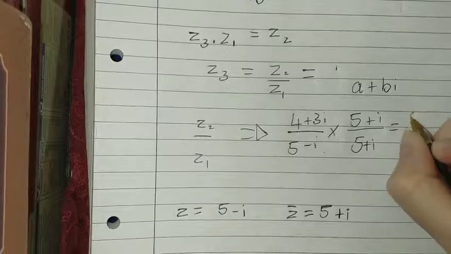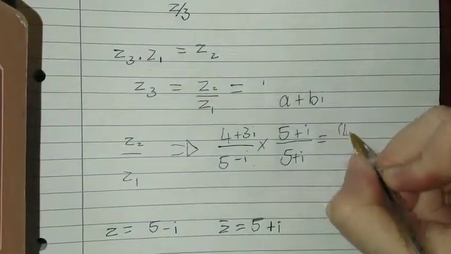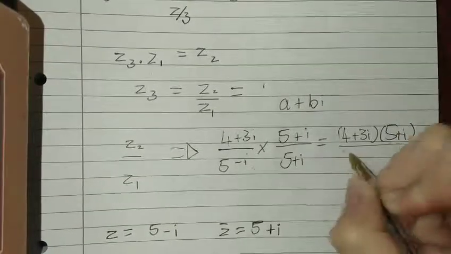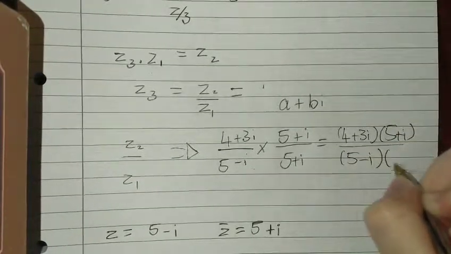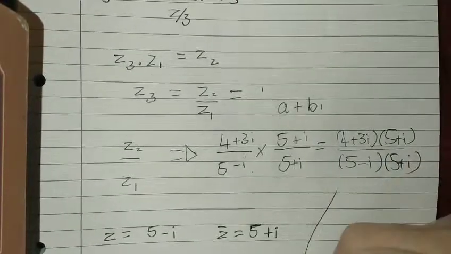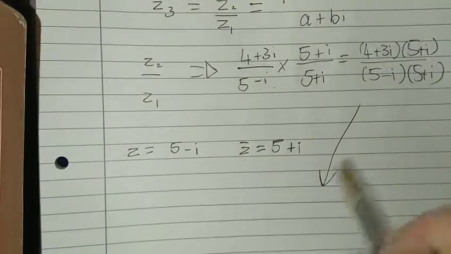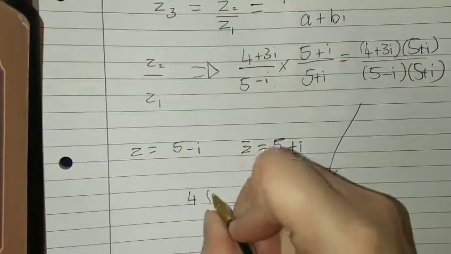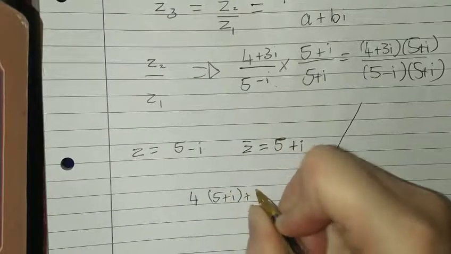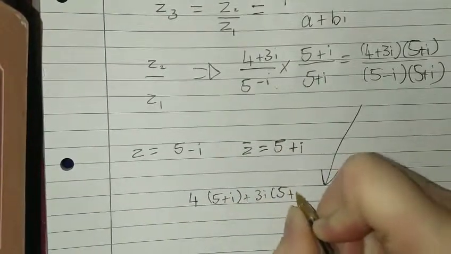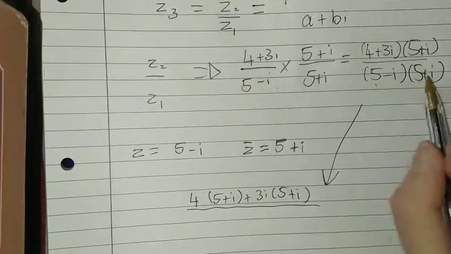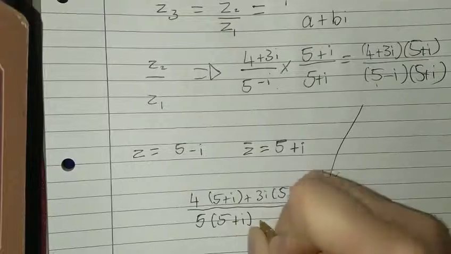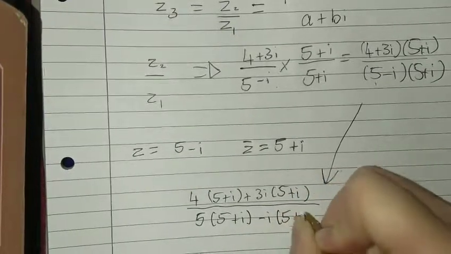So now I'll get 4 plus 3i times 5 plus i, over 5 minus i times 5 plus i. I'm just going to bring it down here. So it'll be 4 by my second bracket, and then 3i by my second bracket. So 4 by 5 plus i, plus 3i by 5 plus i. And then 5 by my second bracket and minus i by my second bracket. So 5 by 5 plus i, minus i by 5 plus i.